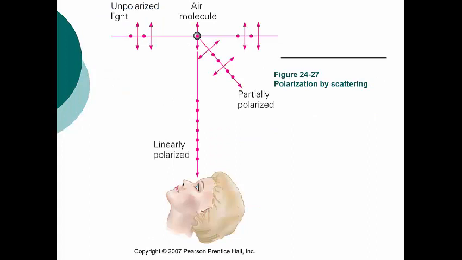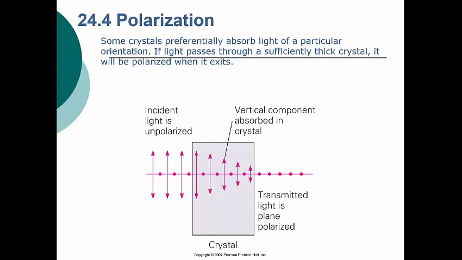So here we see unpolarized light reflects off an air molecule. It can be polarized or partially polarized just by scattering. But mostly what we're going to be interested in is this idea of polarization through either a film, or through transmission through a surface, or reflection off of a surface.